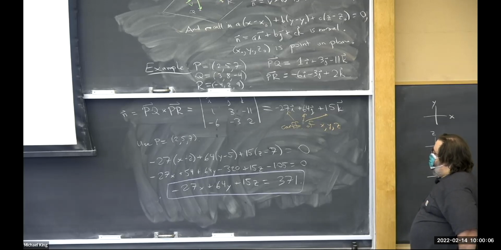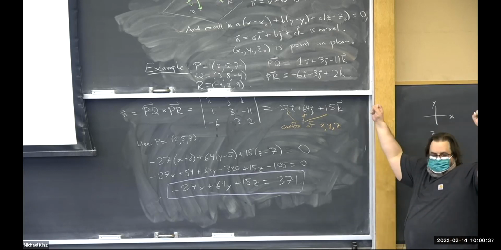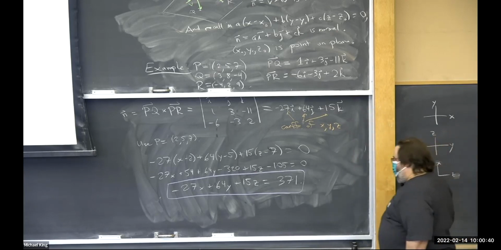64 times 8 is 512. Oh my God, that's ugly. You might need a calculator to do this, or write by hand or something. What's that? R does work. R works. Q works. And P works. Yes. It's kind of crazy, right?